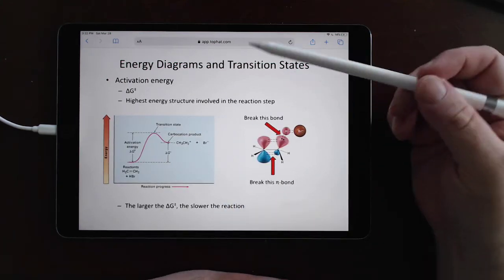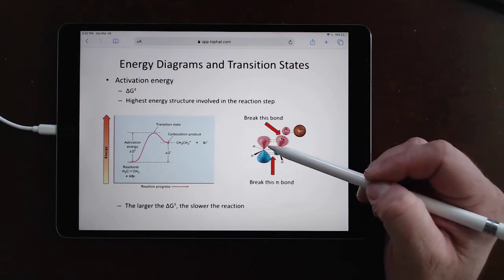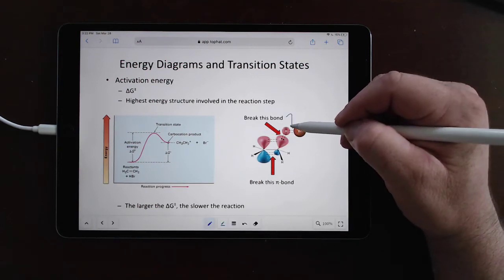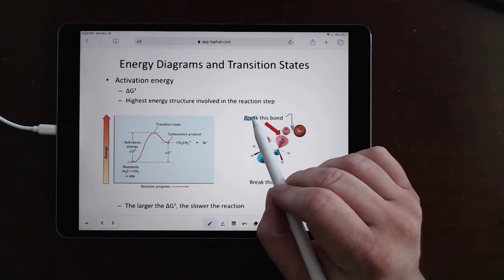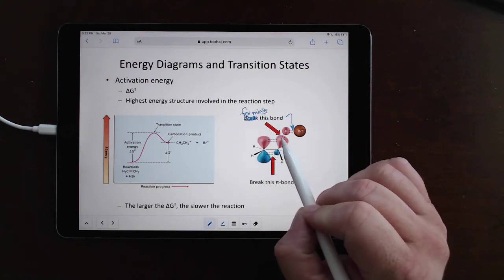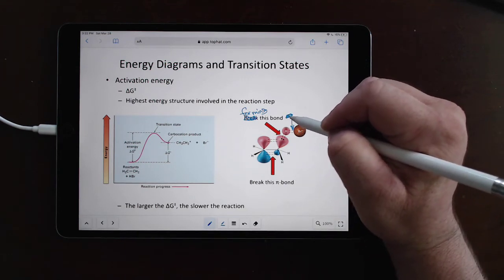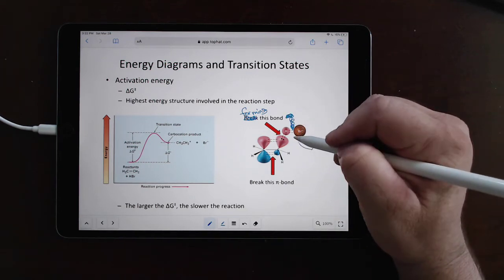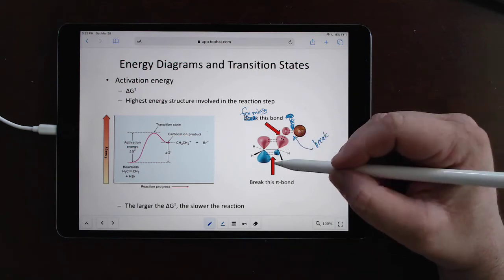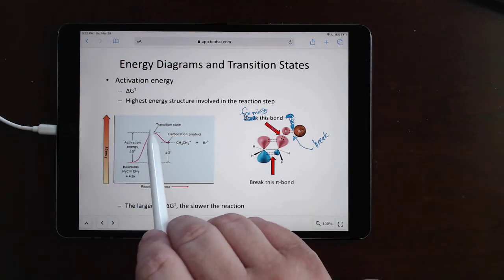Okay, so the transition state would look kind of like this, where we're breaking this bond, or actually we're breaking that bond. We're actually forming this bond. Okay, but we're breaking that bond. Break this bond. We're forming this bond. And so it's going to cost us a lot of energy.